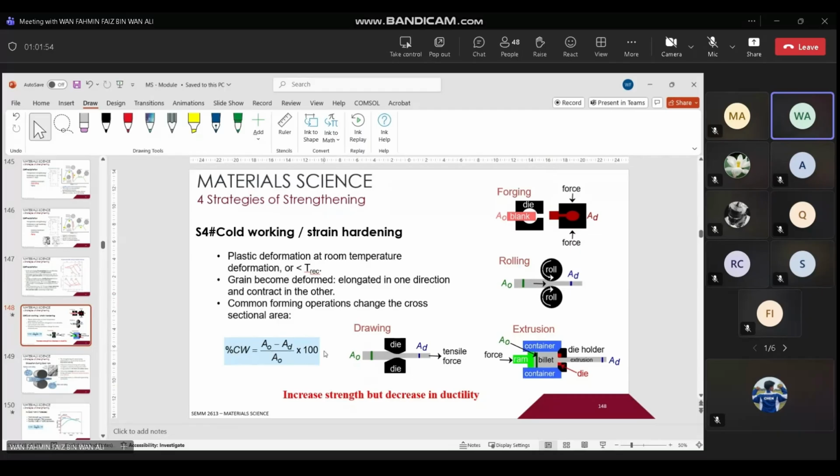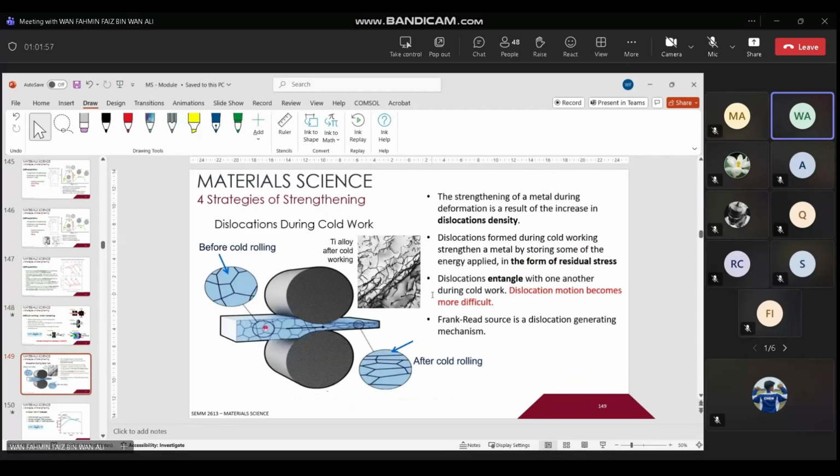So the higher percentage of cold work will increase the strength, of course. So what happens inside the cold work is that if we look into the microscale level, you will see a lot of dislocations, right? So we call it dislocation density. The higher the percentage of the cold work, the more dislocation density you will get. Meaning that it will be much more difficult for the atoms to move. Okay, so these dislocations technically overlap each other. They entangle with each other so that it makes it difficult for the atoms to move. And this behavior is actually known as strain hardening.